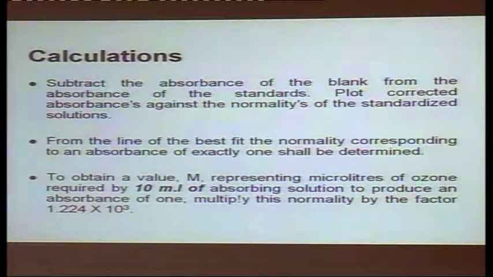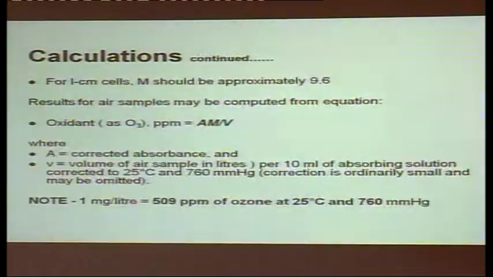To obtain a value m representing microliter of the ozone required for 10 ml of the absorbing solution to produce an absorbance of 1, multiply this normality by the factor 1.224 into 10 to the power 3. Next. For a 1 centimeter cell, m should be approximately 9.6. The result of the air sample may be computed from the equation AM/V, where AM is the corrected absorbance and V is the volume of air sampled in cubic meter.